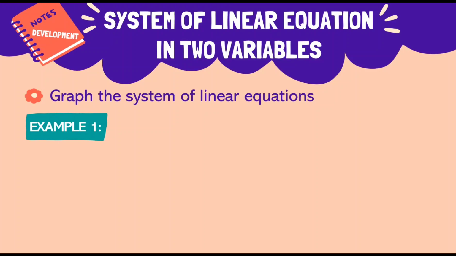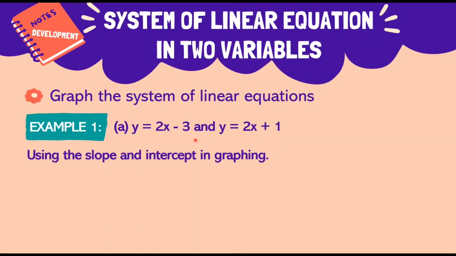So graph the system of linear equations in two variables. Our givens are y is equal to 2x minus 3 and y is equal to 2x plus 1. As you can see, our given system of linear equations is already written in slope-intercept form. So by that, we can easily find out the slope and the y-intercept. So using the slope and intercept in graphing, let us have the first one. y is equal to 2x minus 3. So let us find out the slope and the y-intercept.